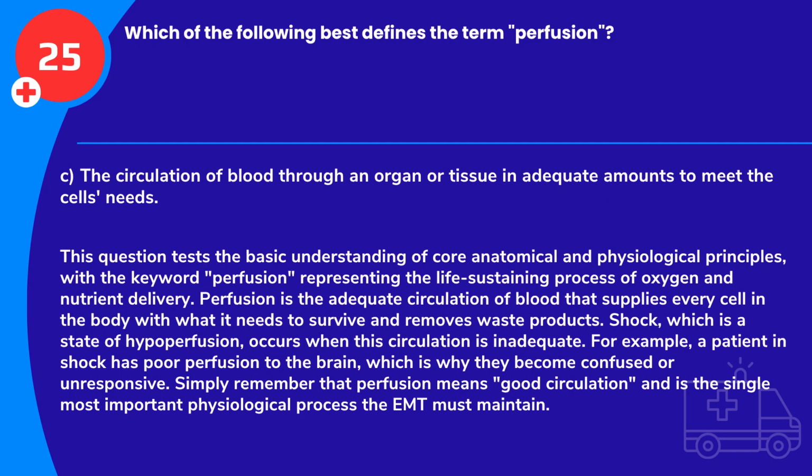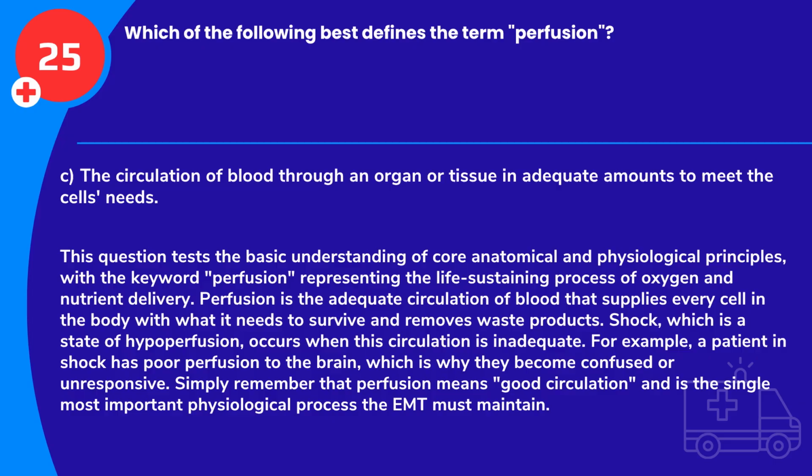Answer: C. The circulation of blood through an organ or tissue in adequate amounts to meet the cell's needs. This question tests the basic understanding of core anatomical and physiological principles, with the keyword perfusion, representing the life-sustaining process of oxygen and nutrient delivery.